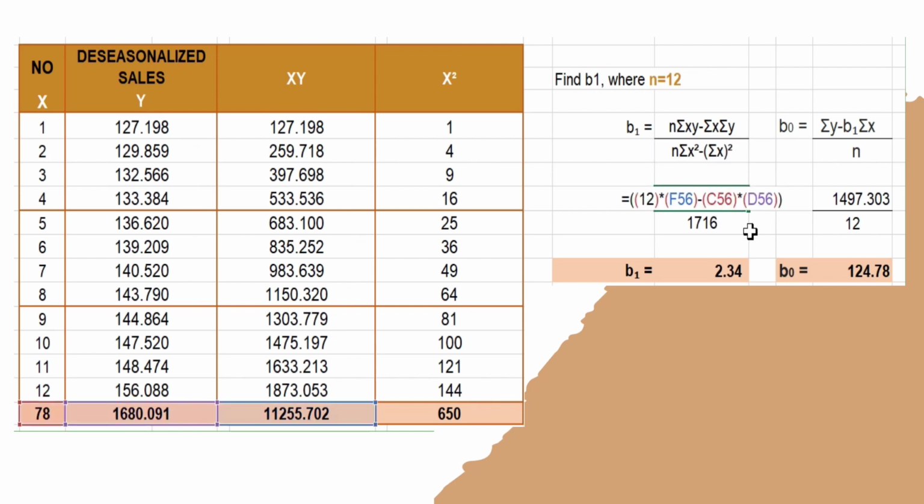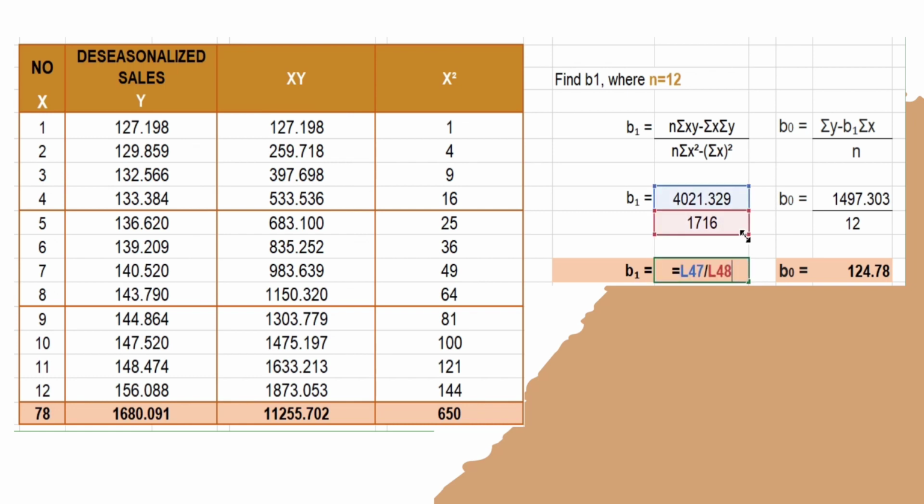So, by using the proper formula, we will put n, the 12, times the summation of xy, that is 11,255.72, minus the summation of x, that is 78, multiplied by the summation of y, that is 1,680.091. And that will give you the total of 4,021.329, all over the value of n, that is 12, multiplied by the summation of x squared, that is 650, minus the exponent of 2 of the summation of x, that is 78 times 78, and that will give you the result of 1,716.